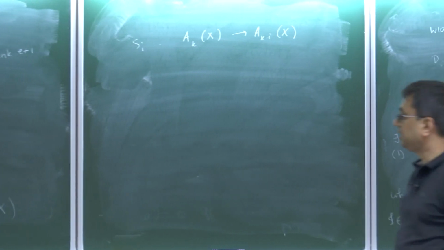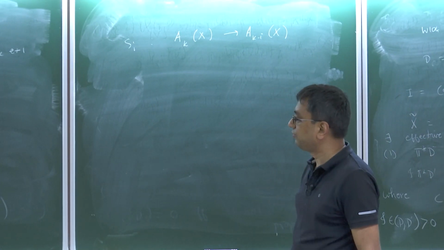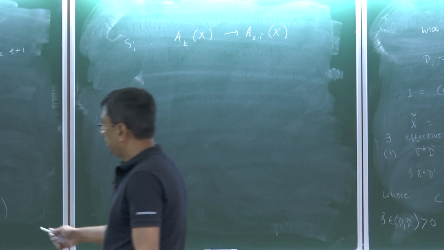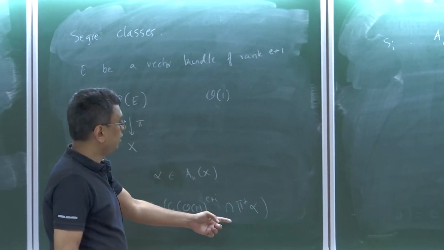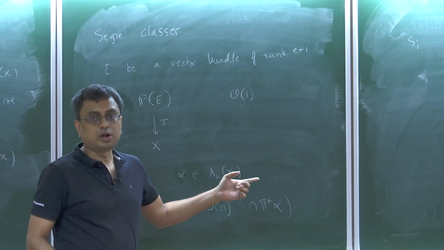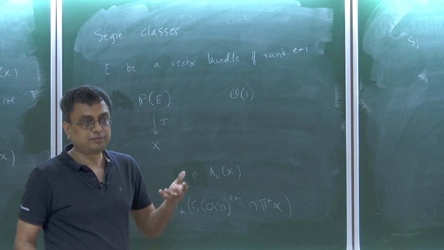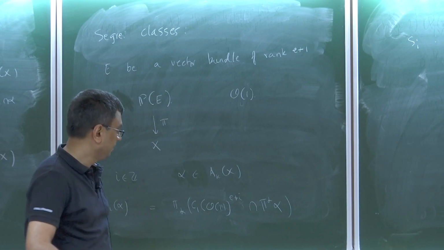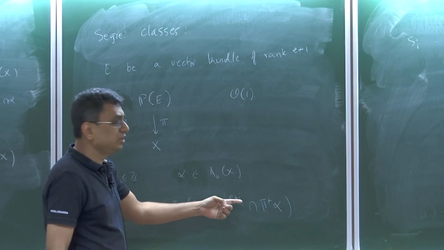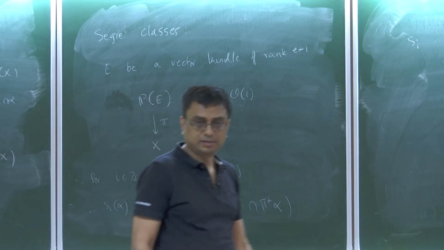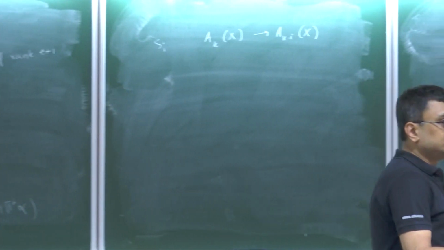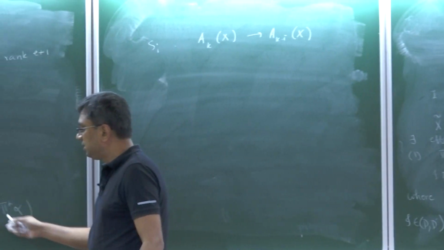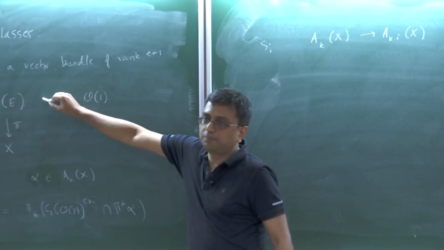Now you have to check, is it really from A_k of X to A_{k-i} of X? Because if I pull back, A_k of X is pulled back to what? I'm pulling back by a flat morphism of relative dimension e. So this is in A_{k+e} of this total space.